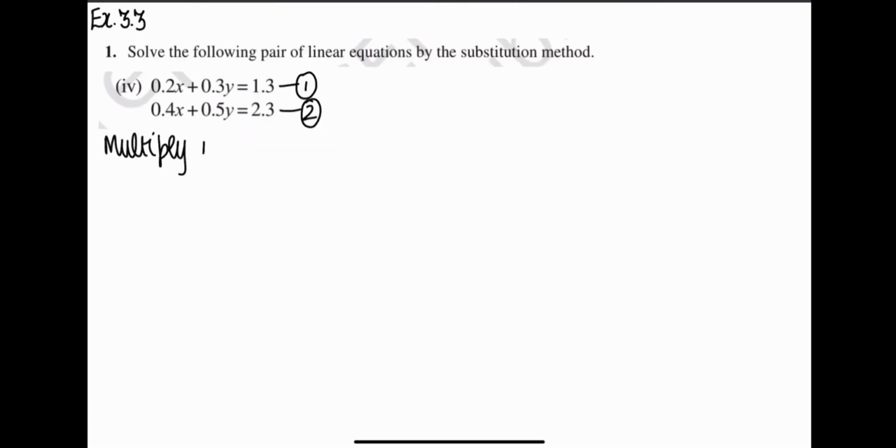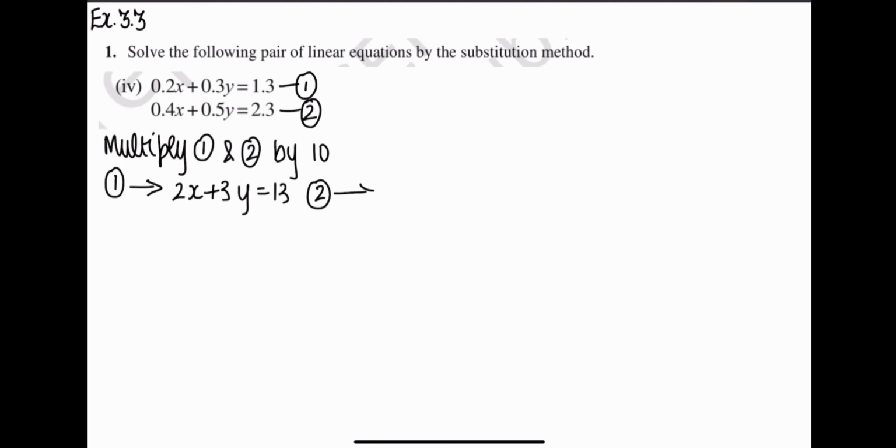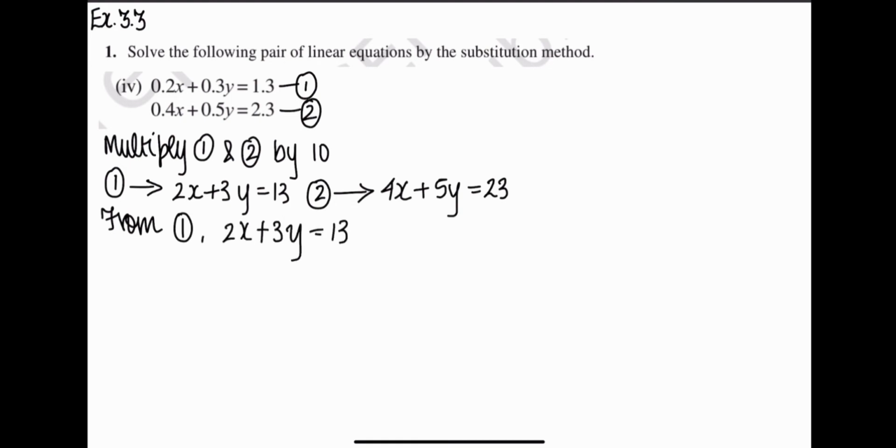Now since it's in decimals, it will be easy if we multiply both by 10. This will give us 2x + 3y = 13 and 4x + 5y = 23. Since there are no decimals, it will simply be easier to calculate all of this. From the first equation, we'll take 3y to the other side. Now, 2 is multiplied by x, so 2 goes to the denominator of the other side. This is our third equation.